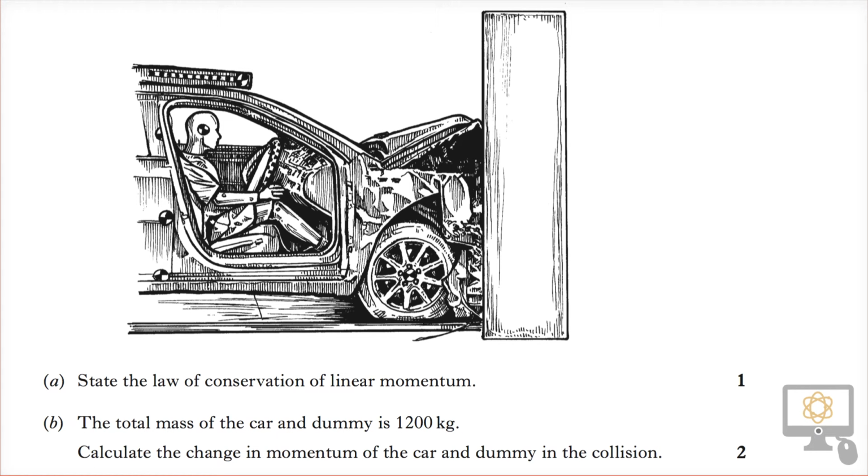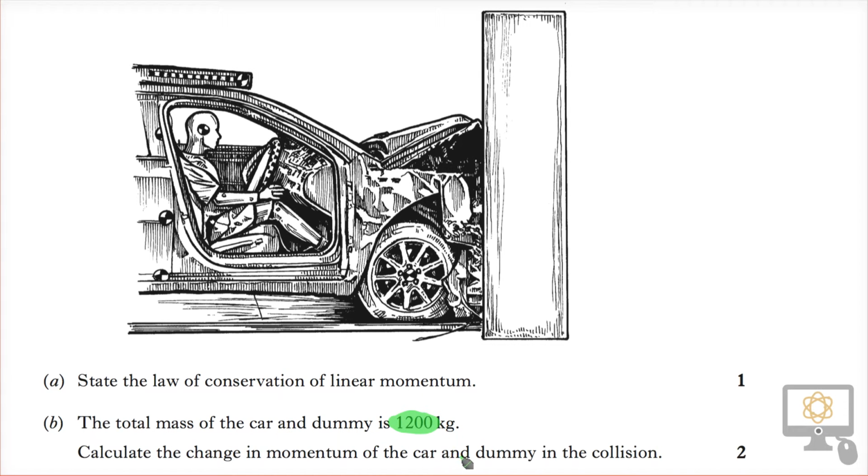We're looking at question 22b from the 2013 Revised Higher Physics paper. We've just answered the question, what's the law of conservation of linear momentum? And now we have to apply it in a sense. The total mass of the car and dummy is 1200 kilograms. I'll just highlight that as a key value.